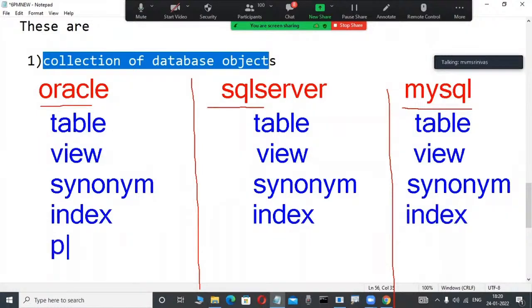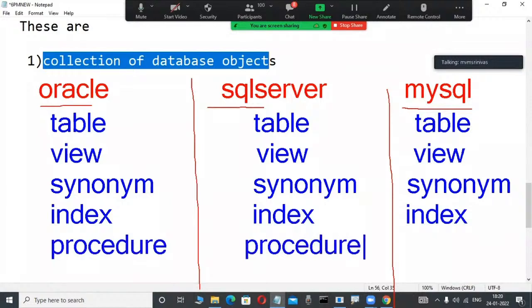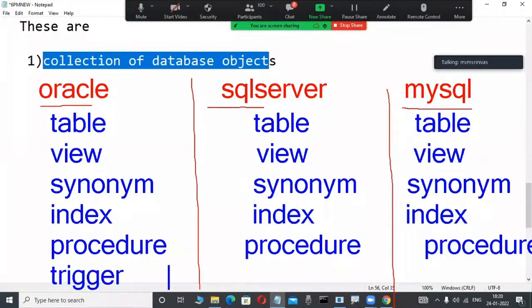Here a procedure is there, and here also a procedure is available. Here a trigger is there, which is a database object, and here also a trigger. That's why relational data model products contain three components. The first component is a collection of objects: tables, views, procedures, functions, triggers, packages, and many more.